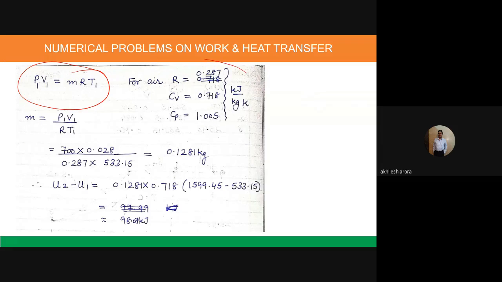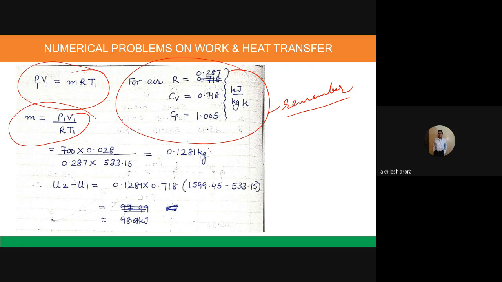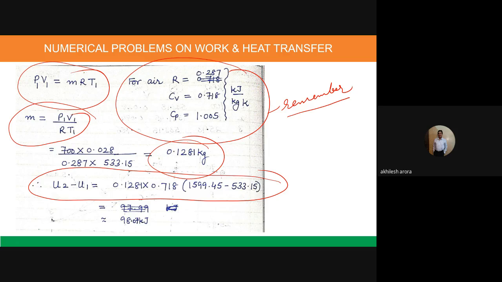These are the parameters which you need to remember for air, because air is a substance which will remain throughout your life. You are breathing air. So you know the value of R, CV and CP for air. Similarly, you should know the values of CP, CV and R for water also. It doesn't matter, you will remember it slowly. So M can be calculated from this equation which comes out here. You can calculate once again the change in internal energy. After calculating this, the value comes out to be this much, 98.17.